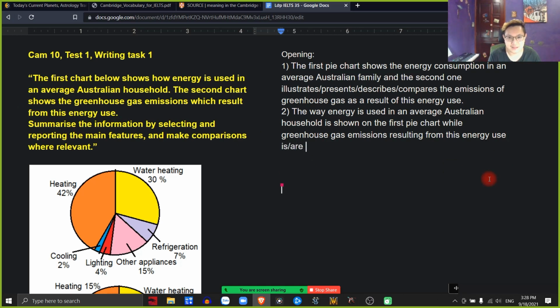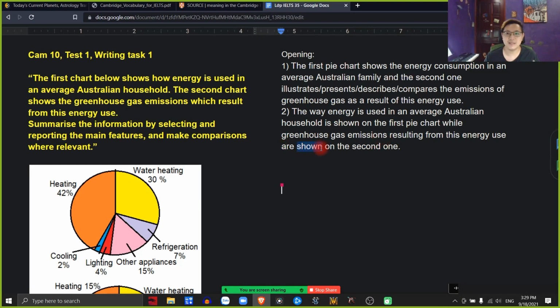Is it is or are shown on the second one? Is it is or are? Greenhouse gas emission is the main thing here. And emission here is plural, isn't it? Yes. Resulting from this energy use, just extra information. So you must use are in here. Cái greenhouse gas emission này nó là cái chủ ngữ chính trong cái đống này. Cho nên mà nó có s số nhiều sẵn, cho nên là phải chọn are.